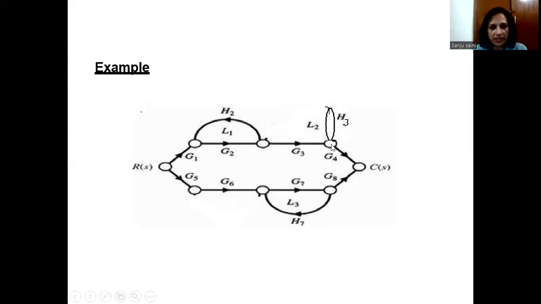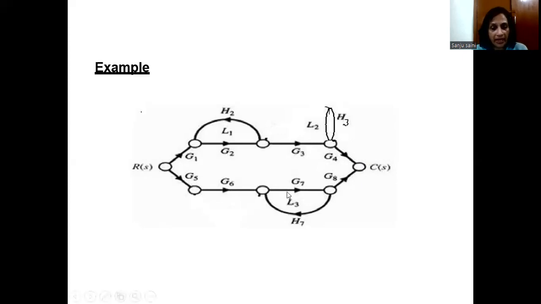This branch having gain G3, this branch having gain G4. So G1, G2, G3, G4. This is the gain of this forward path. Similarly, if we look at another path, this is G5, G6, G7, G8. So this is also the forward path gain for a path that starts from the input node RS and terminates on the output node CS.